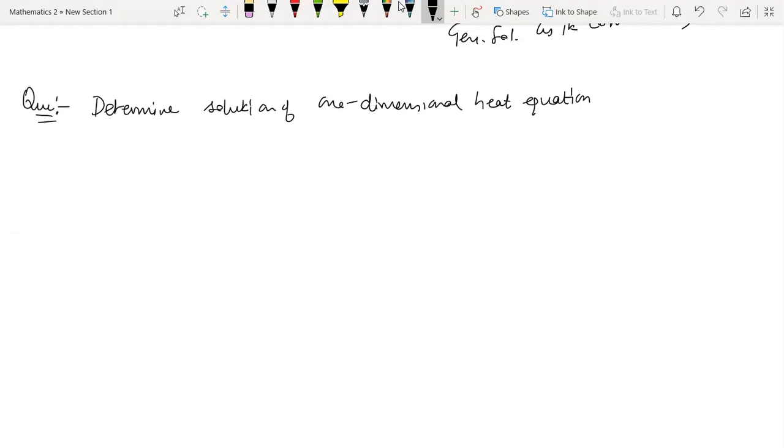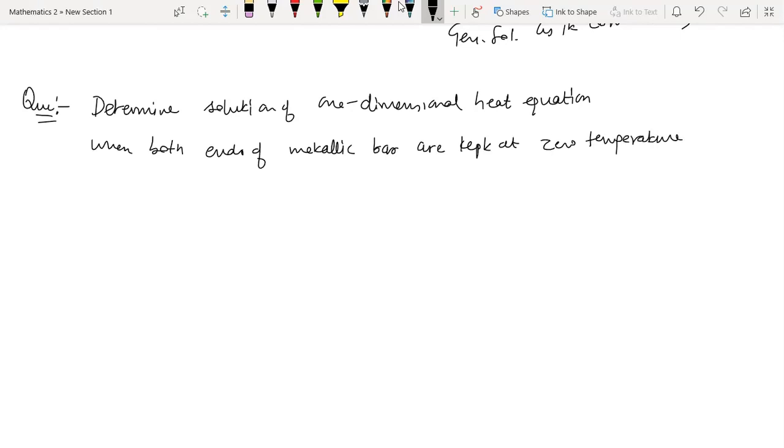Determine the solution of the one dimensional heat equation when both ends of the metallic bar are kept at zero temperature, and initially the temperature of the bar is given.